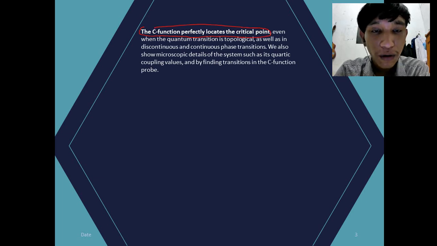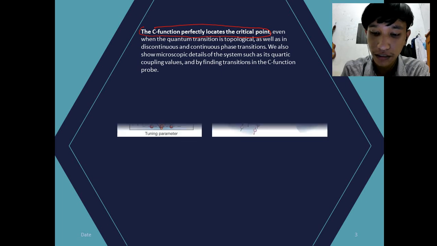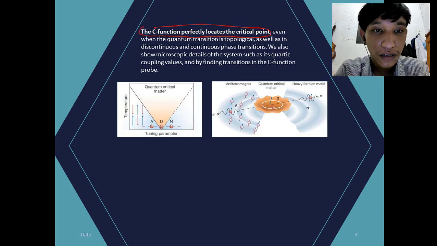Even when the quantum transition is topological, as well as in discontinuous and continuous phase transitions, we also saw microscopic details of the system such as the quartic coupling values and the symmetry-breaking transitions in the functions probe. You can see two pictures about the quantum critical point. On the x is the tuning parameter and y is the temperature. From the right picture, you can see the antiferromagnet, the center is a quantum critical matter, and the right is the heavy fermion metal.